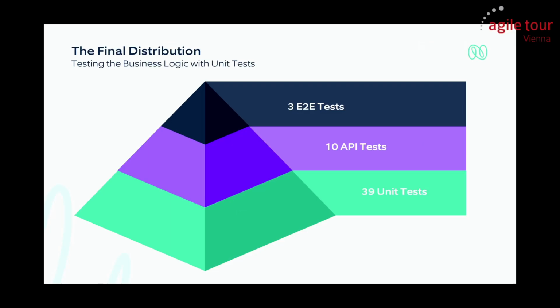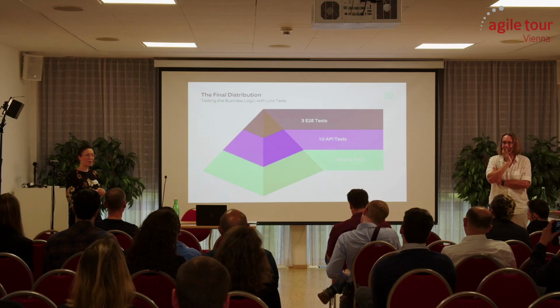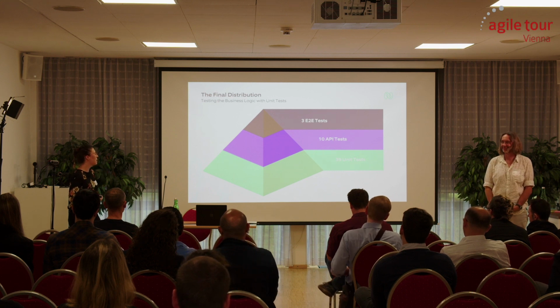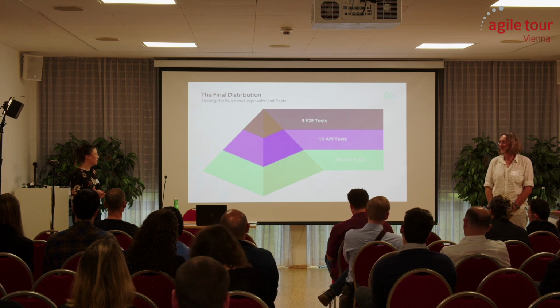So this is our final distribution. We have a very nice pyramid. We have the few end-to-end tests at the top that are basically going through the whole application. We have a couple of API tests that we felt were absolutely necessary, so that we have a valid contract. And then we have the logic tests on our unit test level.